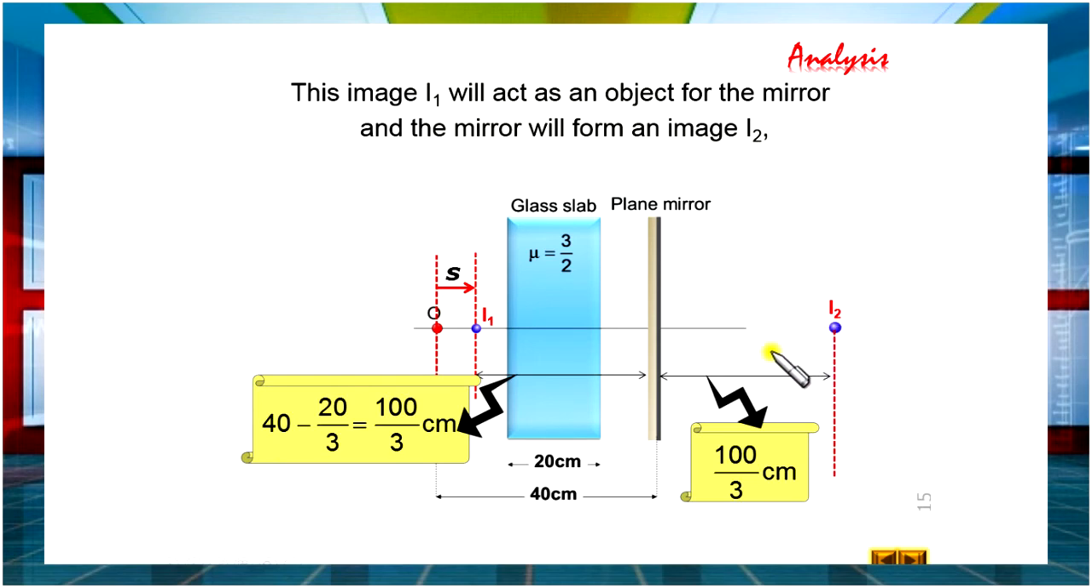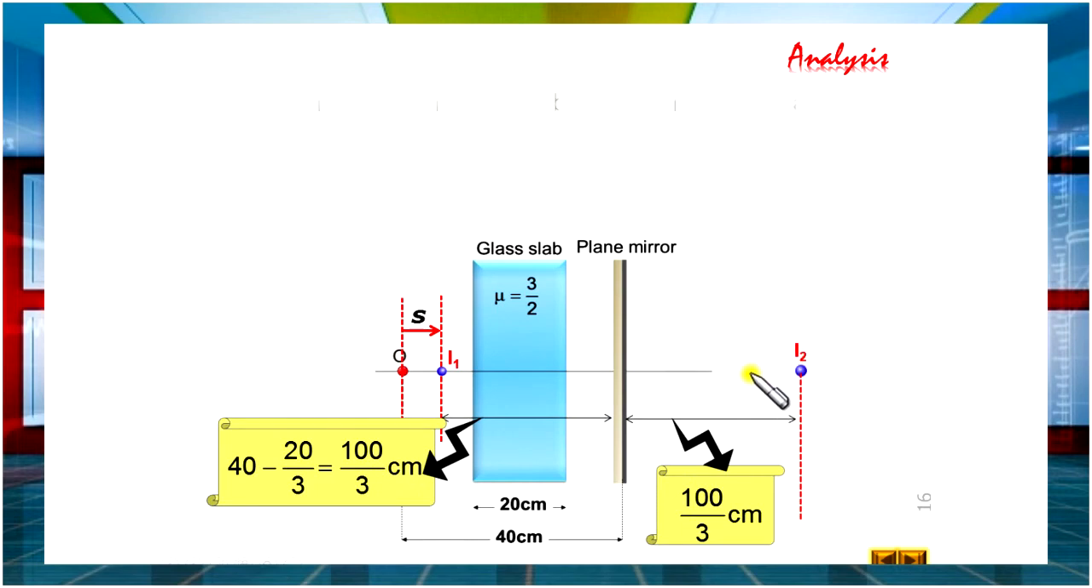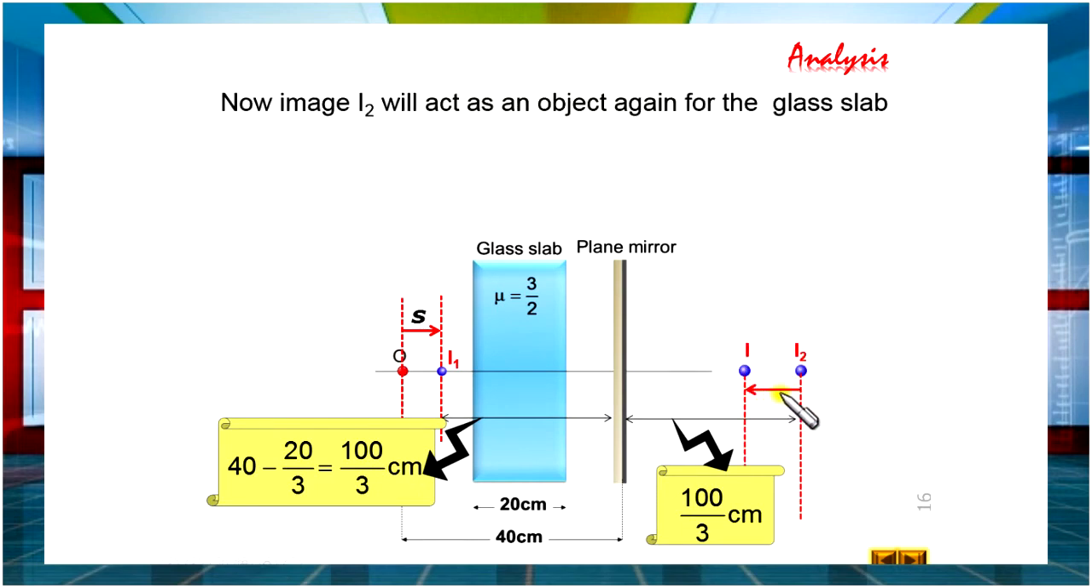Now what will happen? This image I2 again acts as an object for the glass slab, because the ray will now start moving from right to left direction, and it will cross the slab, and if it crosses the slab, that means it again produces a shifting, and we know the shifting is in the direction of the ray traveling. That means the shifting of I2 will now be in the left direction, right? So let us make the situation for the image formed by the glass slab. This should be somewhere here. This should be equal to S. S we have calculated, this is equal to 20 divided by 3.